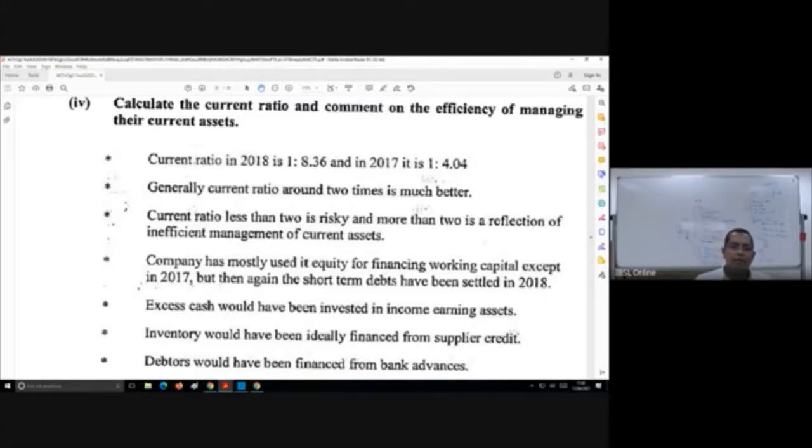The company has mostly used its equity for financing working capital except in 2017. In 2017 they used short-term funding, but in 2018 they used equity and long-term funding. Excess cash would have been invested in income earning assets, long-term assets. Inventory would ideally have been financed by supplier credit. Debtors would have been financed from bank advances.